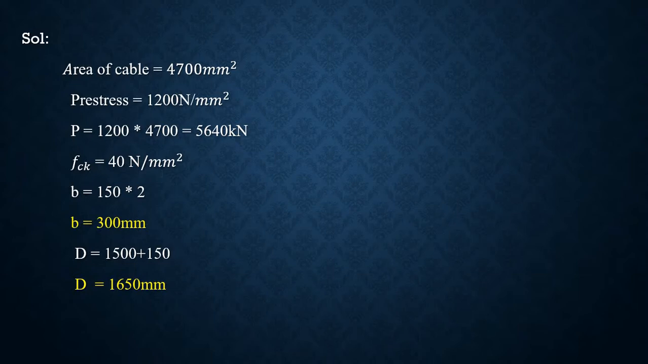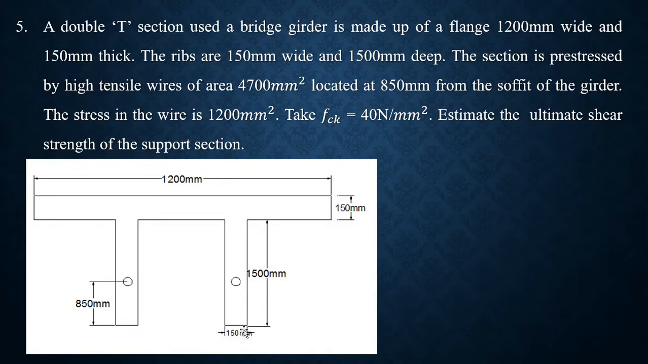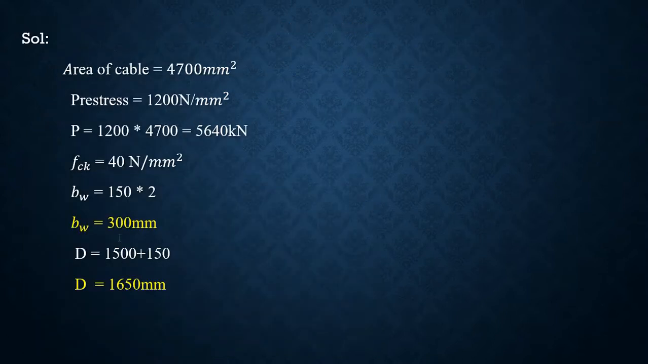FCK is 40 Newton per mm square, and while taking the width you should be careful here. This is width of the web. For width of the web I have changed the notation. That is BW is 150 into 2. You can go back to the diagram and check the value. We are talking about this 150 as we have 2 T section or double T section. We should consider both T section web width. It will be 150 into 2. That will be 300 mm.